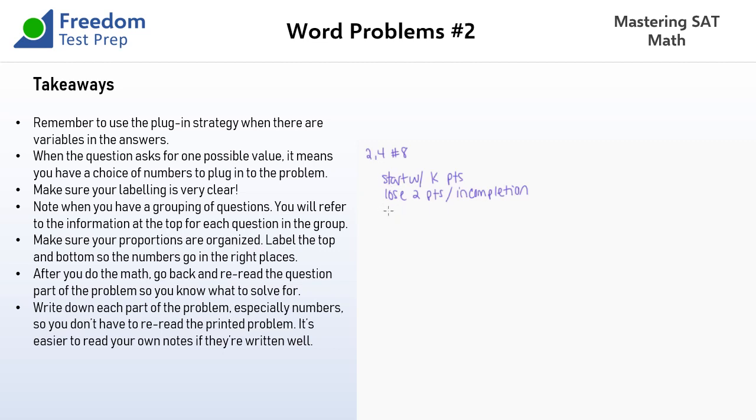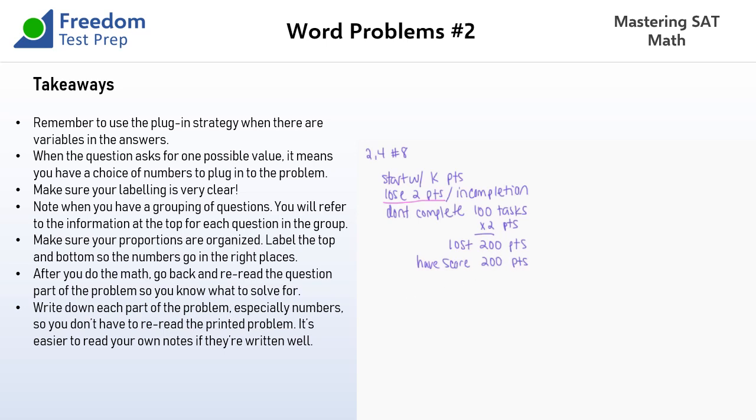So if you don't complete 100 tasks, and it says right here that we lose 2 points per incompletion, we can take these 100 tasks, multiply by 2 points, and we have lost 200 points, right? Now I'm going to go to the other number in that same sentence. They have a score of 200 points, and they've lost 200 points.